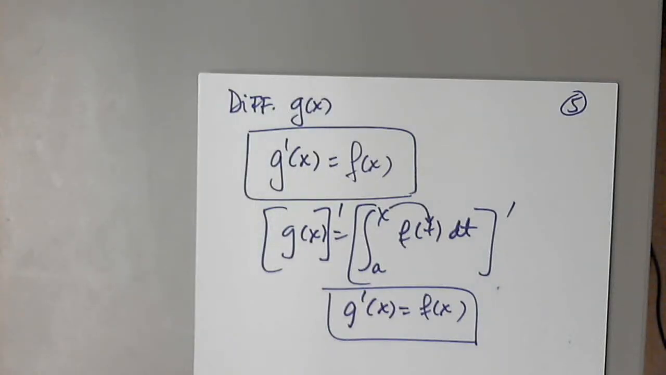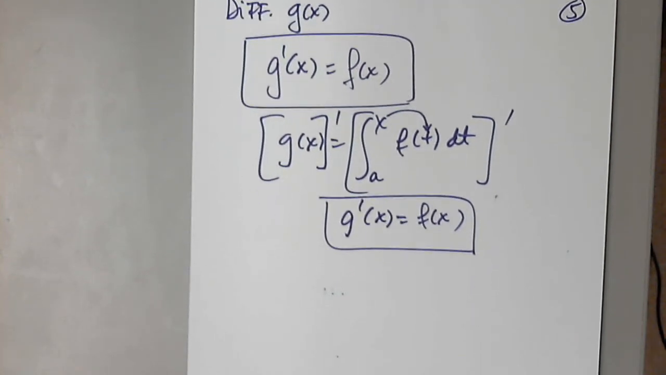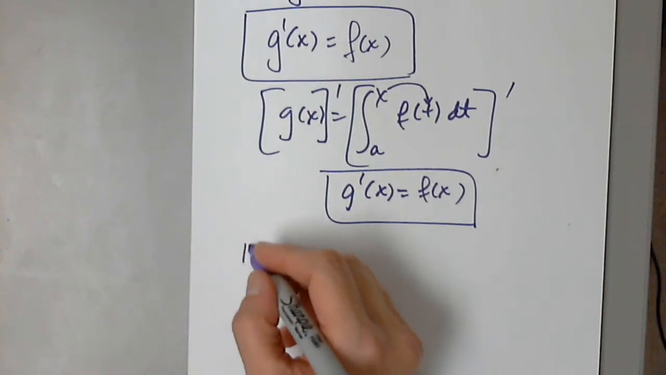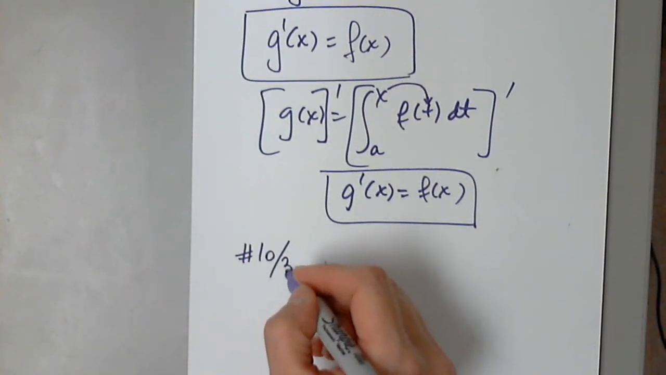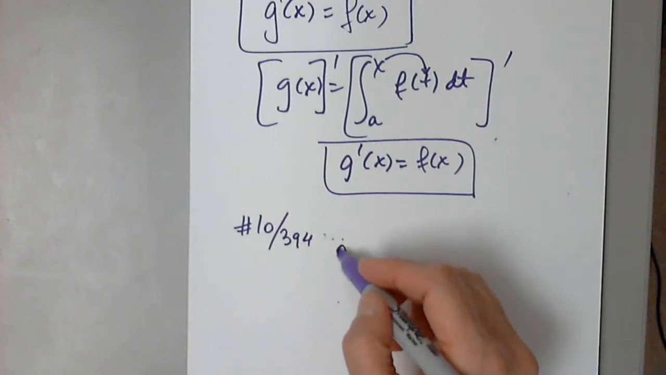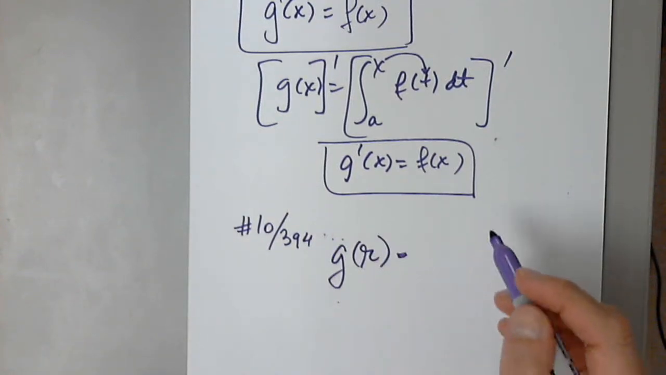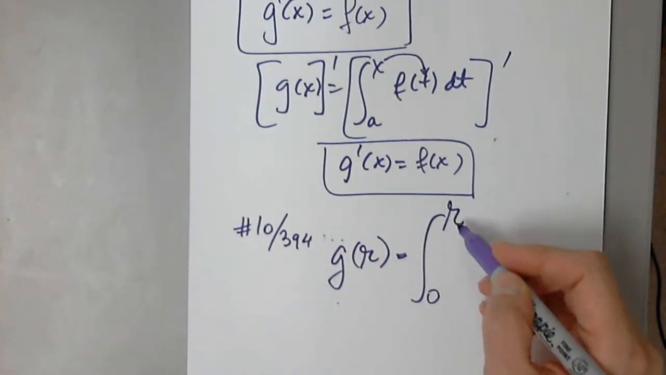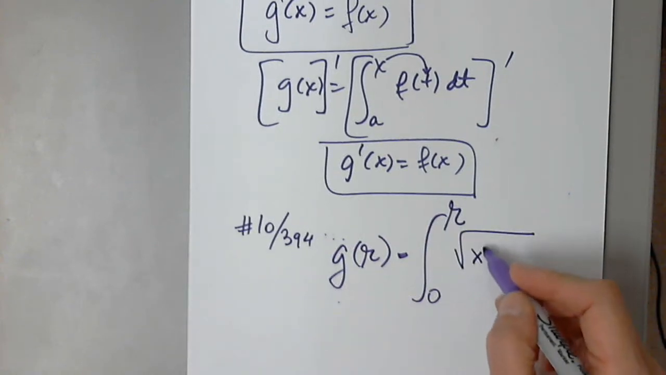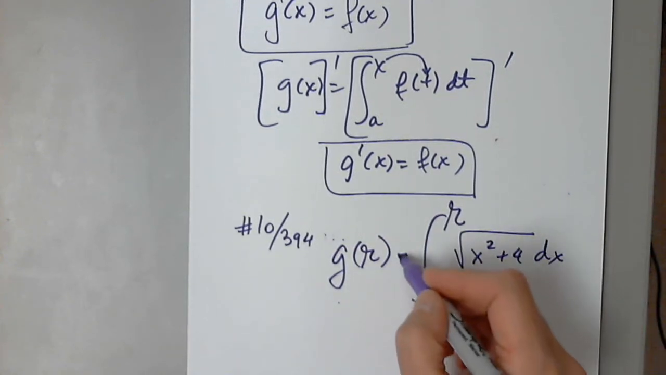So let's look at a few examples and then I'm sure you'll understand what's happening here. These problems are on page 394. So let's start with, let's say, number 10. So g of r, okay, fine, from 0 to r, the square root of x squared plus 4 dx.